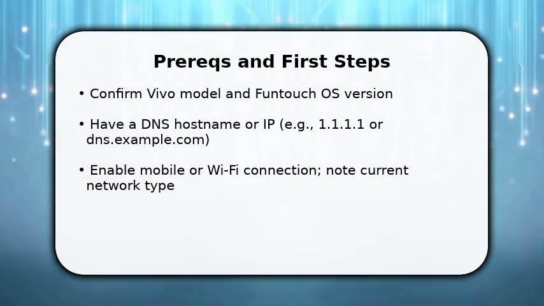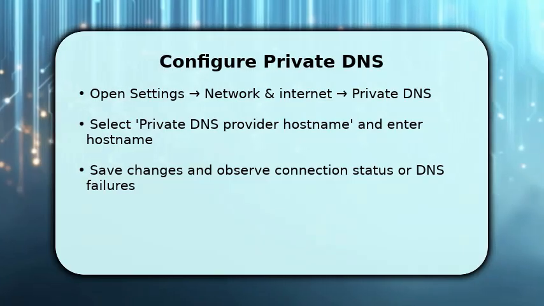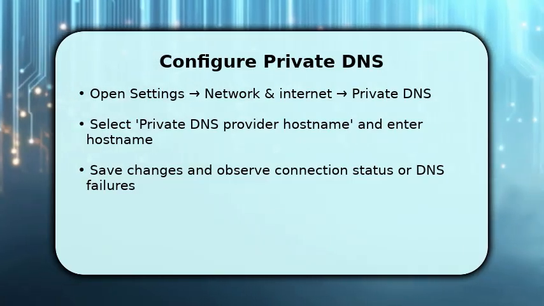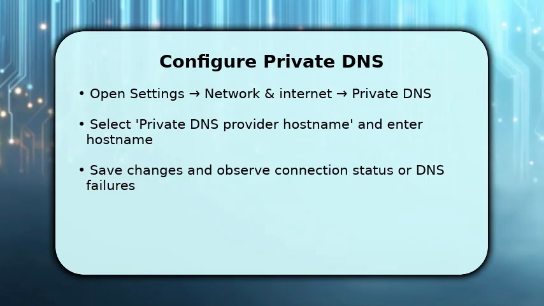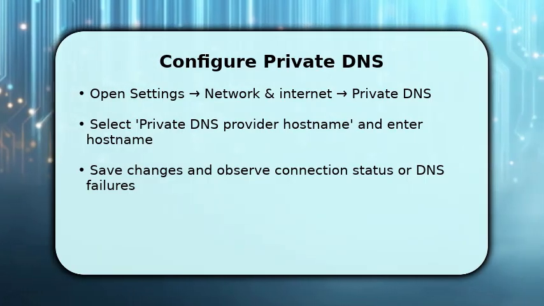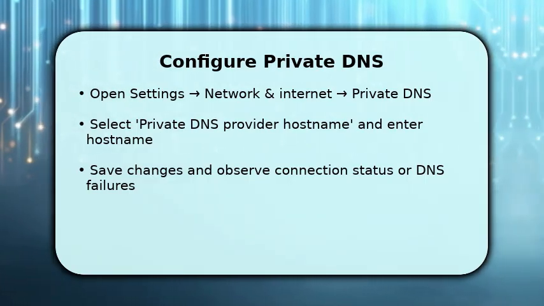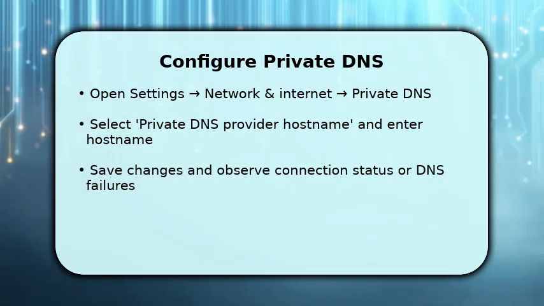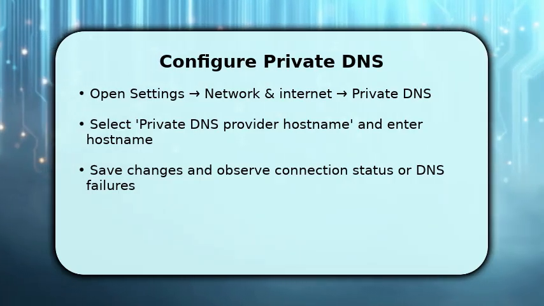Now configure the private DNS entry directly. Navigate to Network and Internet and tap Private DNS. Select Private DNS provider hostname and type the exact hostname from your provider, for example, dns.example.com. Tap Save and watch the status indicator.